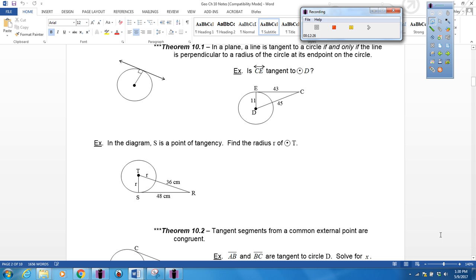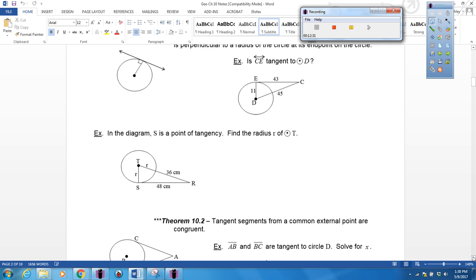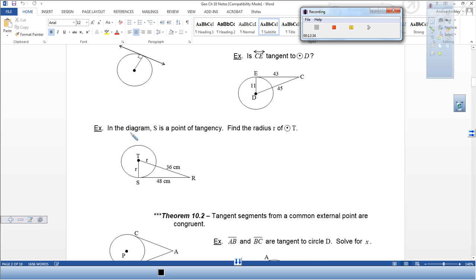Okay, so in the next example, this time they're telling me S is a point of tangency. That means that the radius is perpendicular to the tangent, so TS is perpendicular to SR. To find R, we're going to have to use the Pythagorean theorem again: a squared plus b squared equals hypotenuse squared.